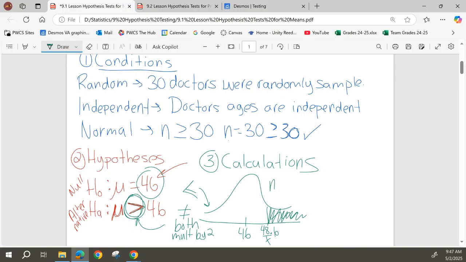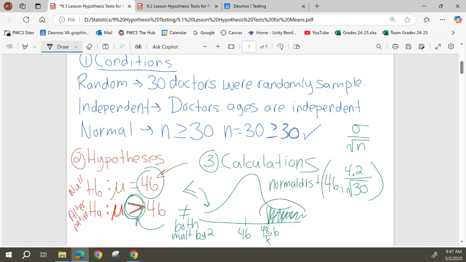So in Desmos, we would say we have a normal distribution. We would type that in there just like that. We have an average of 46. That's what we believe is true until we can figure out it's not. And then we have to tell it our standard error. We take the standard deviation that we're given and divide by the square root of our sample size. So we're told our standard deviation is 4.2. Our sample size is 30, so we'll square root 30.